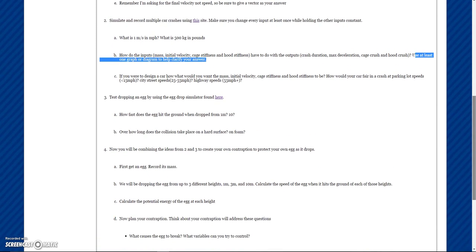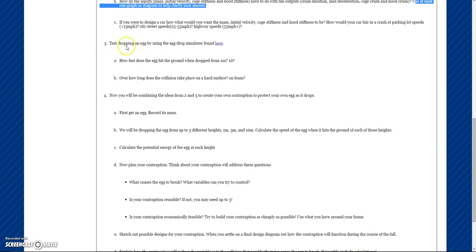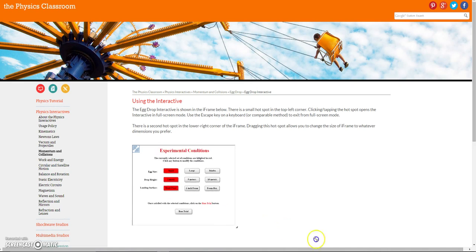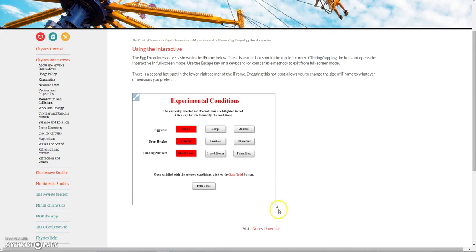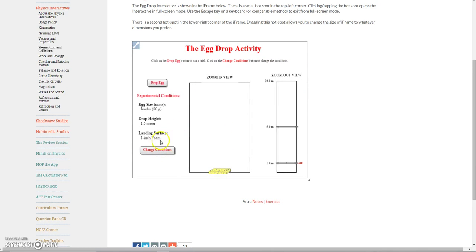And then I move into the main project of this unit, which is going to be an egg drop. So I give them a link to an egg drop simulator. This is just a little larger here. They can set some of the conditions. Do they want a jumbo egg? How high do they want to drop it from? And what do they want it landing on?